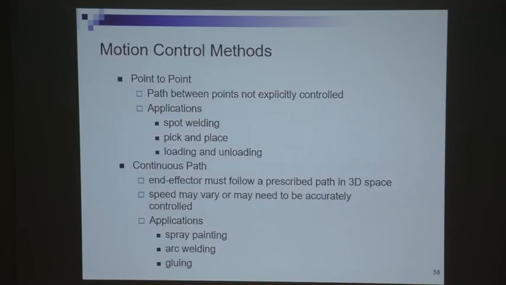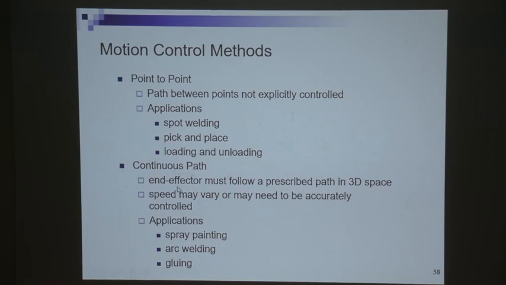So for different motion control methods, for point to point, the path between the points is not specifically controlled. There are different applications for it. For example, spot welding, pick and place, loading and unloading are essentially all point to point. So you may find that a lot of applications involve point-to-point motion.